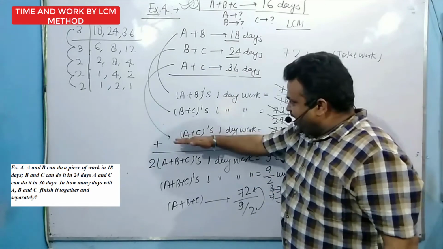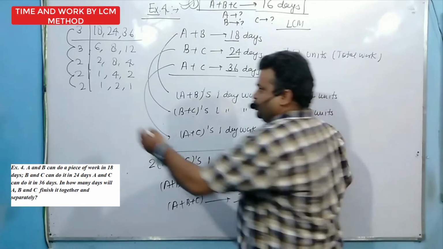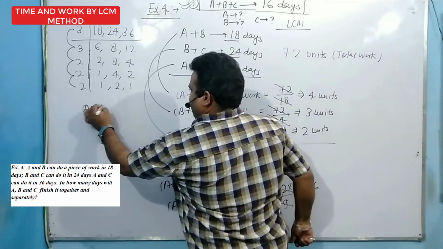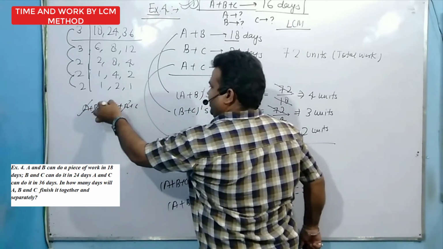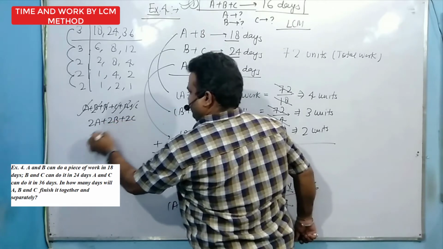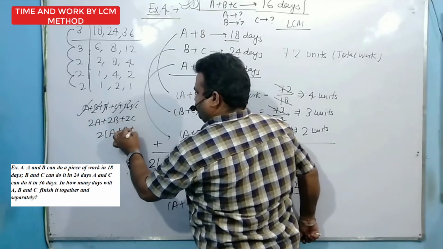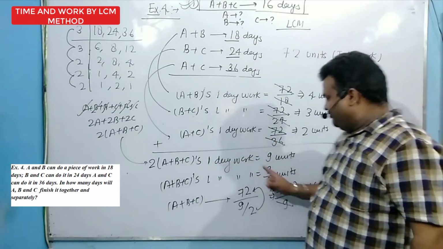Now if you add, you will get 2 multiplied by A, B and C, because you have A plus B, plus B plus C, plus A plus C. So you have 2A, 2B, 2C. You will get 2A plus 2B plus 2C. If you take 2 common, you will get 2 times A plus B plus C. I have written here, right? So 2 times A plus B plus C 1 day work is 9 units.